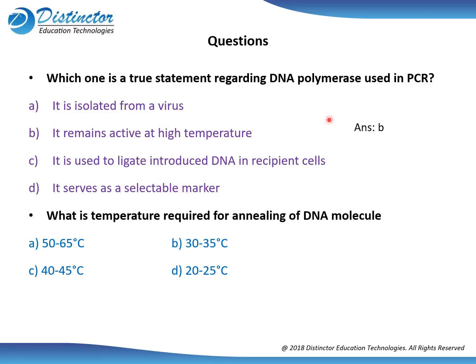Answer is B. Once I ask the question, you need to pause the video, think, and then resume the video and cross-check with your answer. What is the temperature required for annealing of a DNA molecule? What is the annealing temperature? 50 to 65, 30 to 35, 40 to 45, or 20 to 25? 50 to 65.